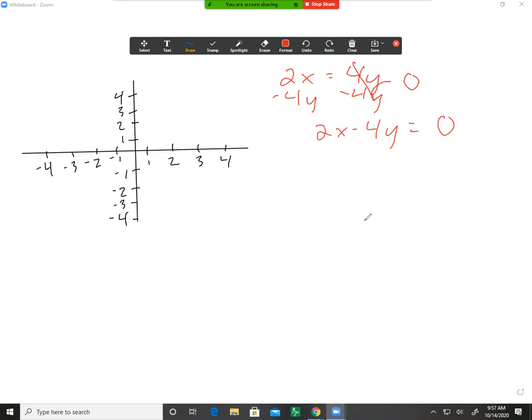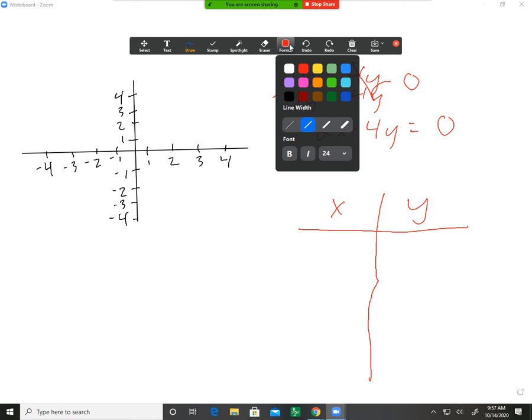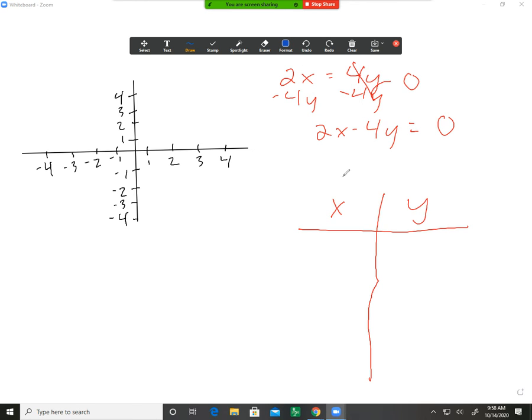Alright, so that is a linear equation. This is a way we can graph linear equations that's always going to work. Always. We're going to use a table of values. You guys remember a table of values? So we have x here and y here. Remember this? So how do I fill out a table of values?